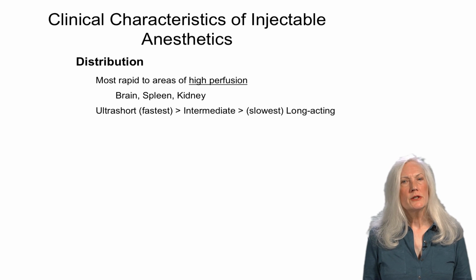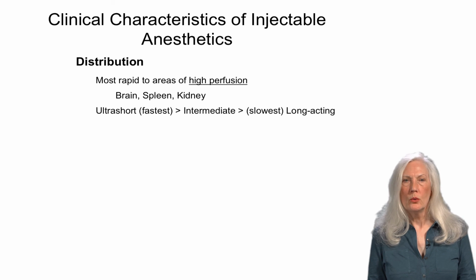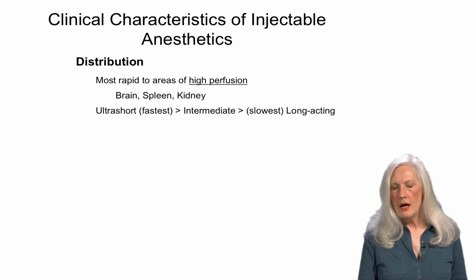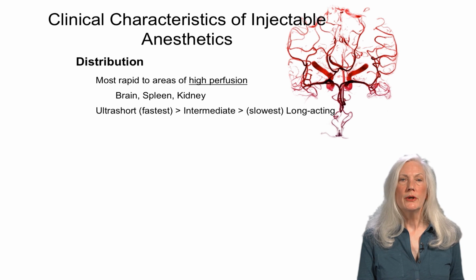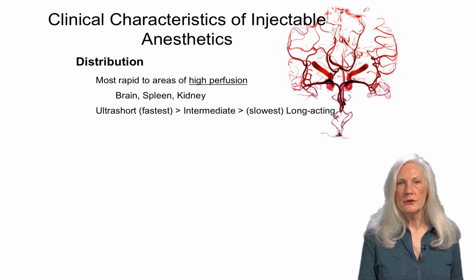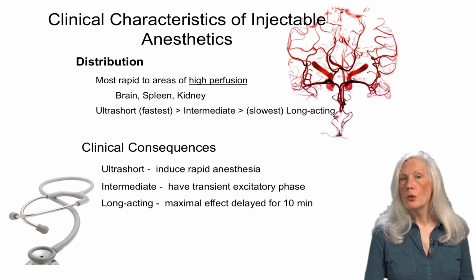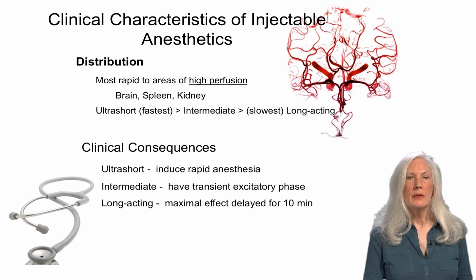After the intravenous injection of an injectable anesthetic, it distributes to tissues in a specific order. The first area where they accumulate from the circulation would be the areas of highest perfusion, such as the brain, spleen, and kidney. The ultra-short-acting drugs will increase in these areas faster than less lipid-soluble drugs. As a consequence, the more lipid-soluble drugs will induce a more rapid onset of anesthesia than the more polar compounds. This is the rationale for using them as induction agents clinically.